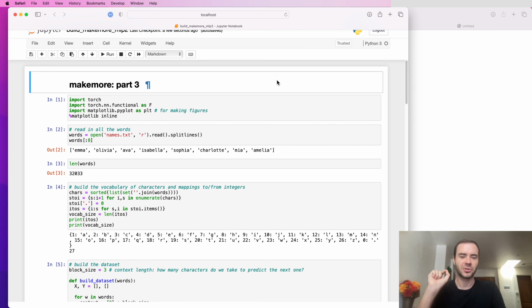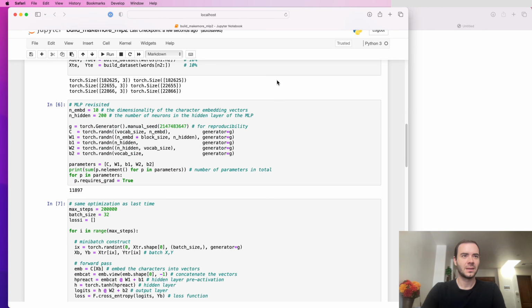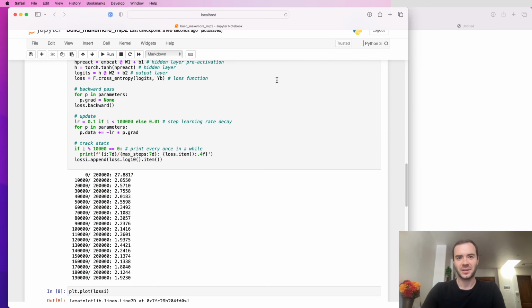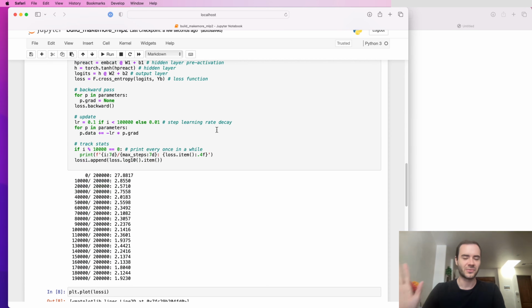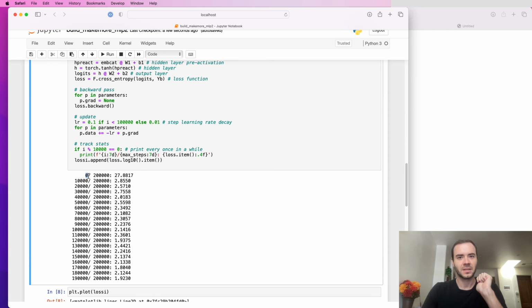Now, the first thing I would like to scrutinize is the initialization. I can tell that our network is very improperly configured at initialization, and there's multiple things wrong with it, but let's just start with the first one. Look here on the 0th iteration, the very first iteration, we are recording a loss of 27, and this rapidly comes down to roughly 1 or 2 or so. So I can tell that the initialization is all messed up because this is way too high.